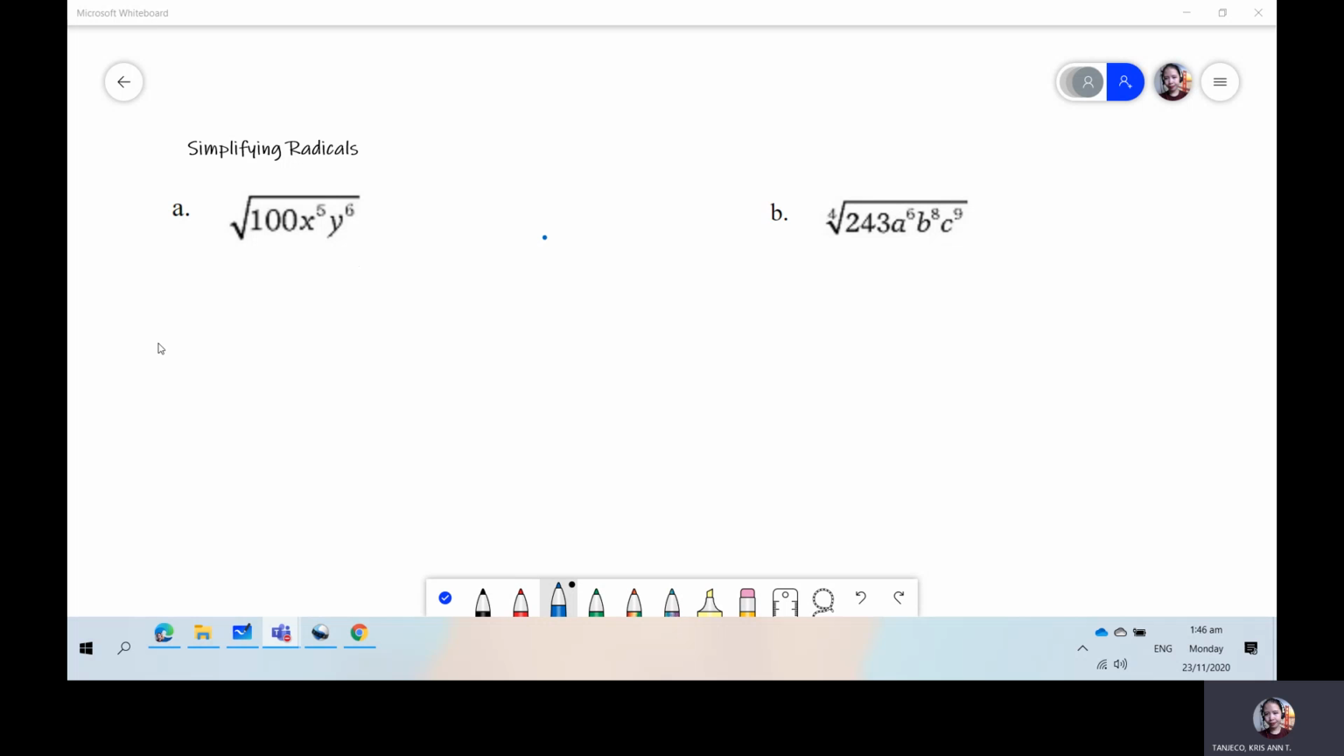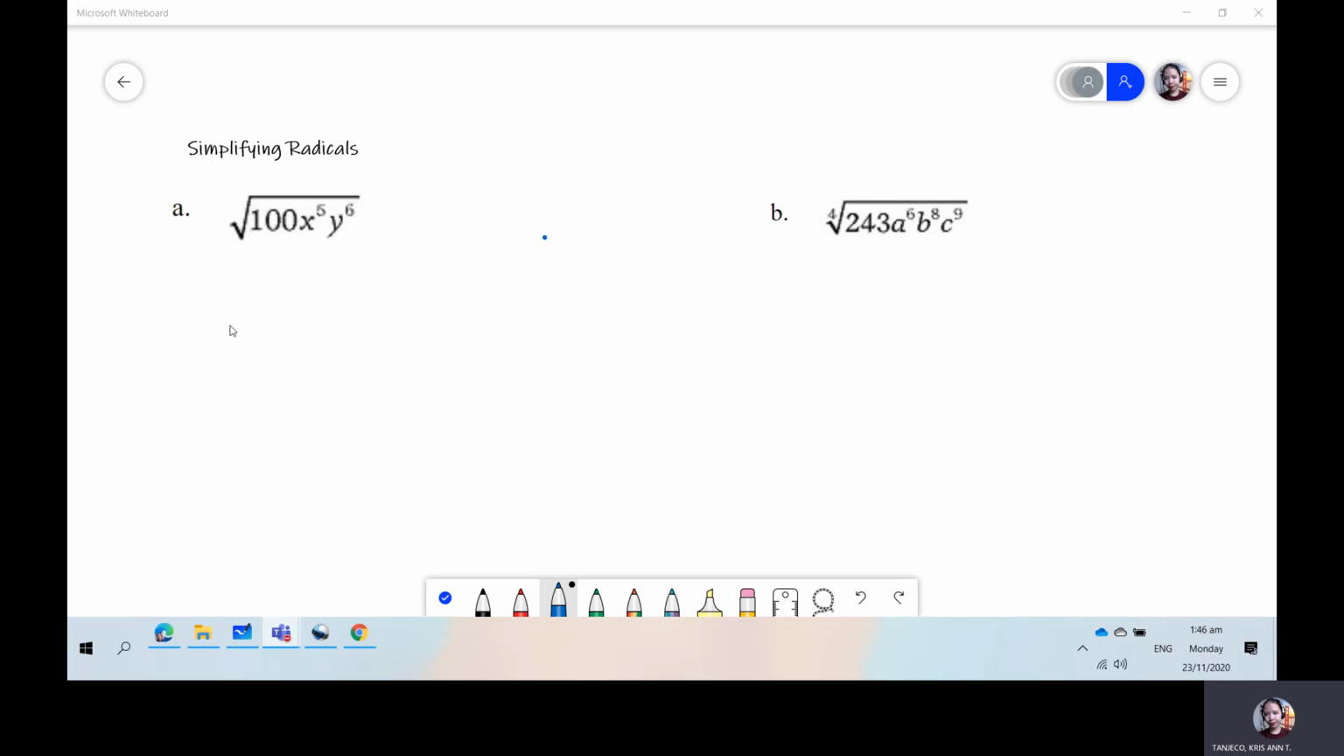So for our first example, as you can see, we have here the square root of 100, x raised to the fifth, and y raised to the sixth. In the earlier video, whenever we were working with whole numbers like the square root of 100, we just got the square root of that one. This time around, we're going to deal with variables like x and y in our first example.